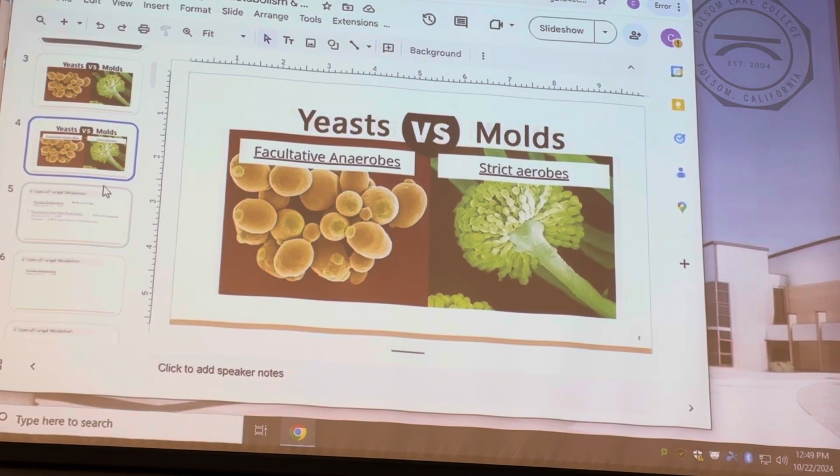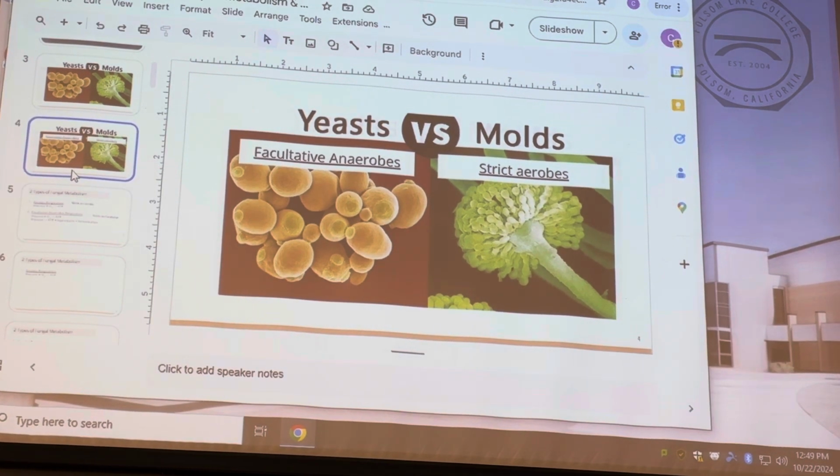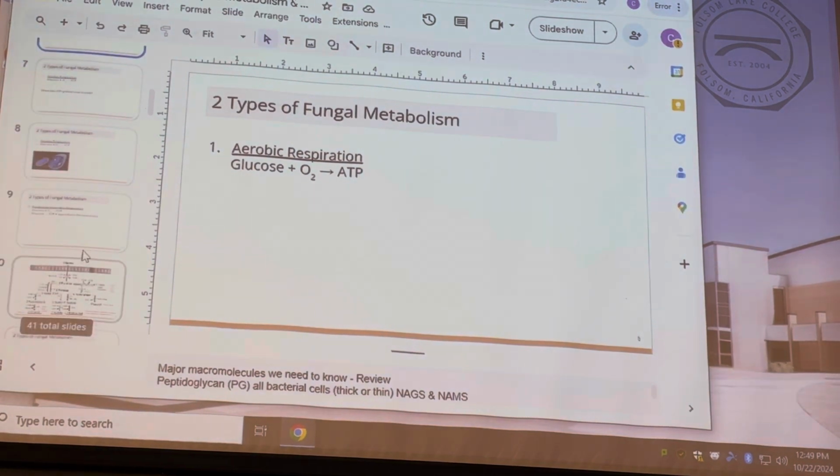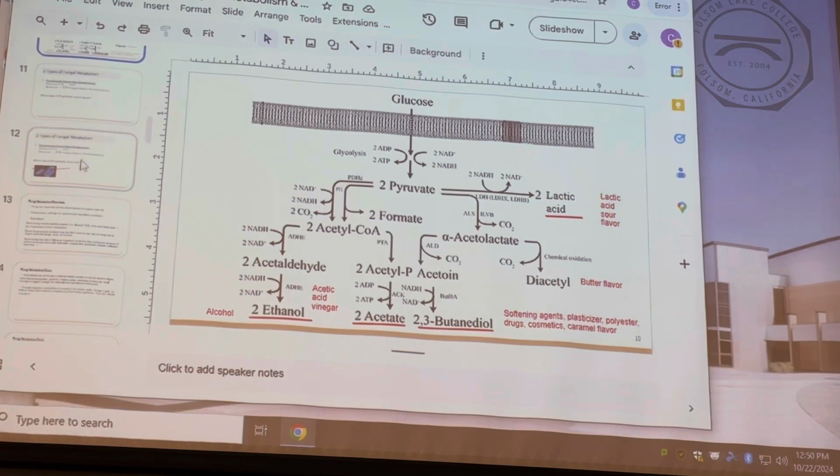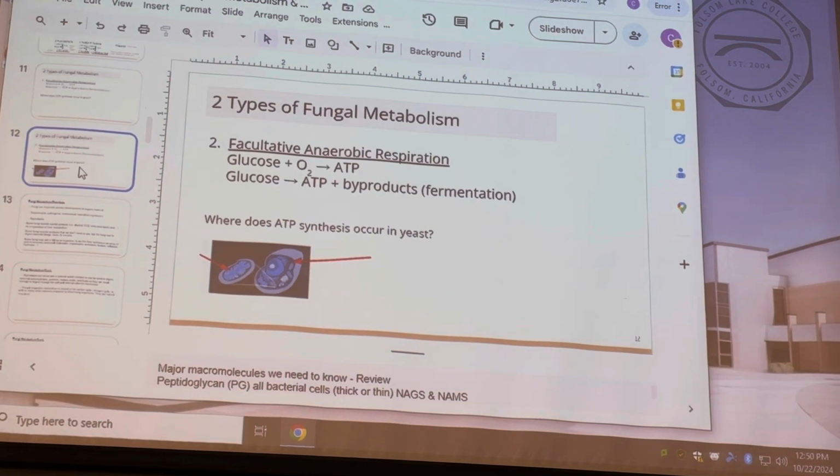Okay, so yeasts are facultative, molds are strict aerobes. So which ones have an electron transport chain? The molds. Both. They both do. Which ones create acids? Facultative yeasts create acids. So molds don't make any acids. What else do we need to know about that? So which ones have mitochondria? Both. All eukaryotes have mitochondria.